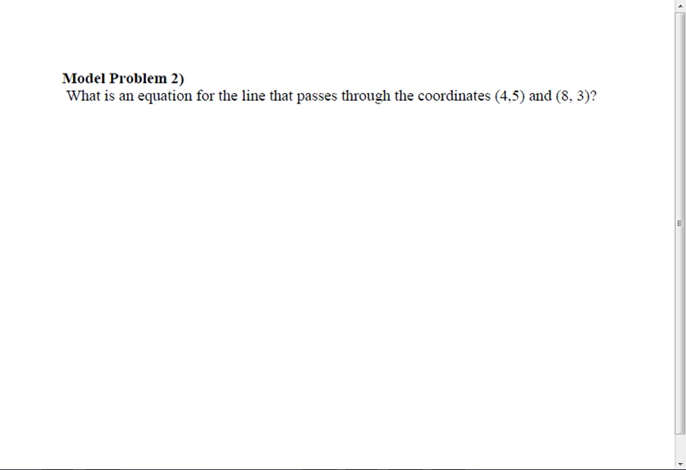Let's try another problem. Model problem 2. What's the equation of the line that passes through (4, 5) and (8, 3)? Now, I like to put my points over here. It's x, y, and yes, you need those parentheses: (4, 5) and (8, 3). So, first thing you have to do is calculate the slope.